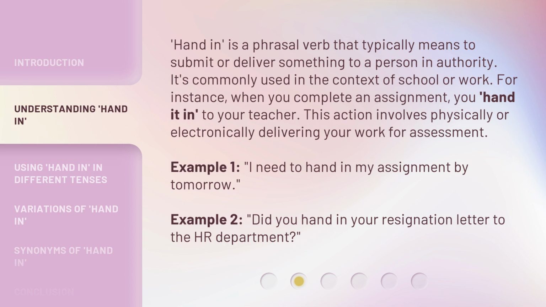Example 1. I need to hand in my assignment by tomorrow. Example 2. Did you hand in your resignation letter to the HR department?